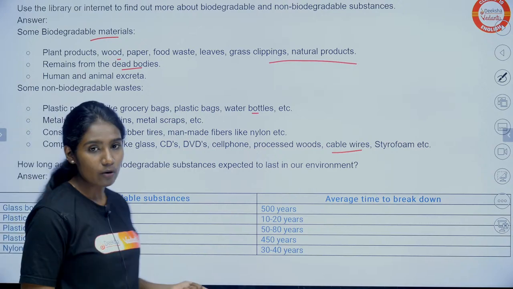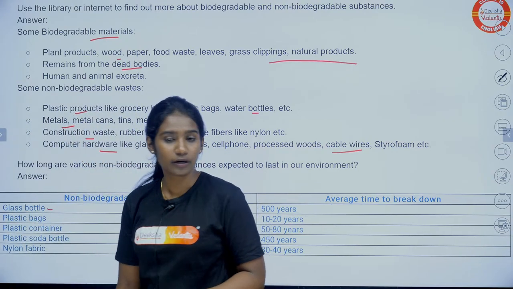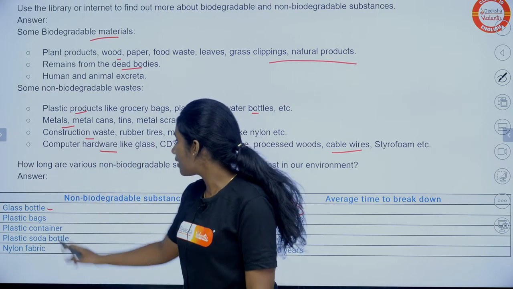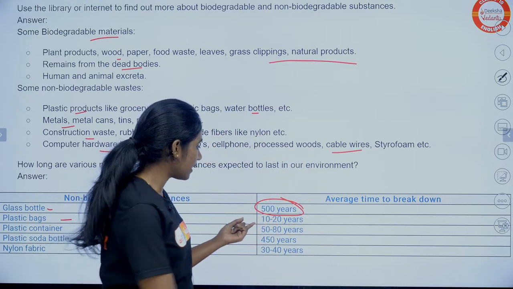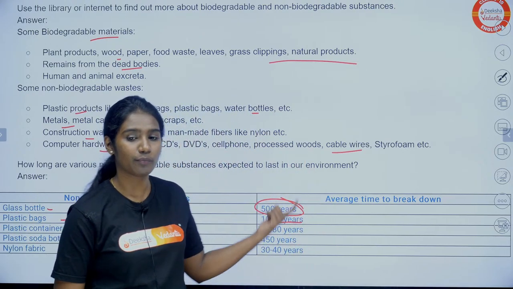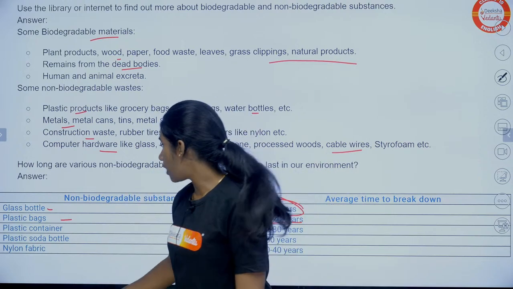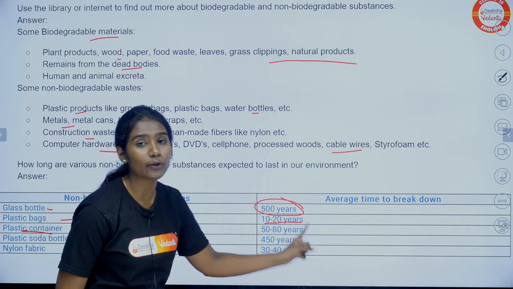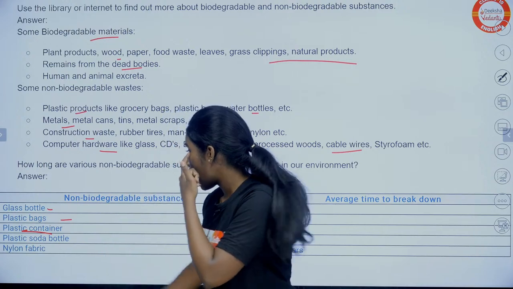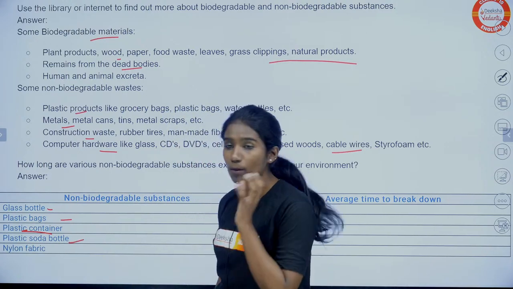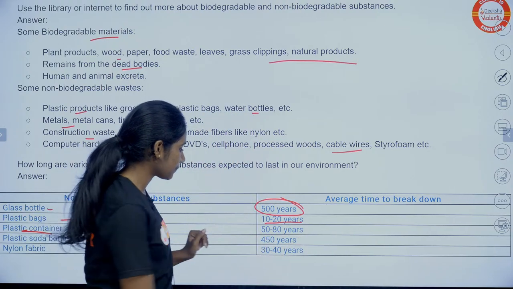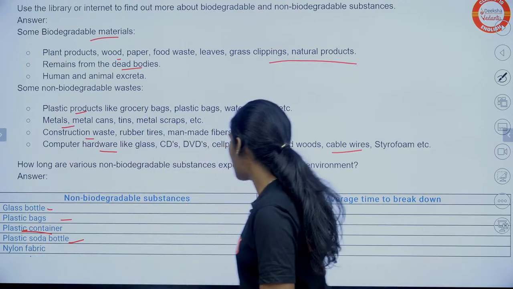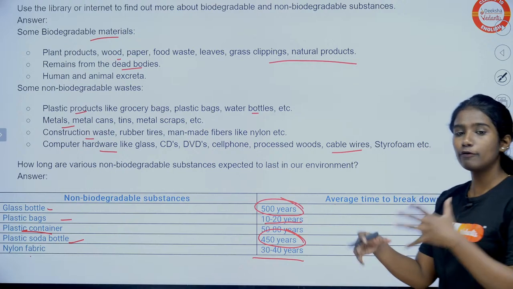Let's talk about glass bottle. Glass bottle takes 500 years to break down. And plastic bags. Plastic bag also, it takes 10 to 20 years to get degraded. Along with that, there are plastic containers which take 50 to 80 years to break down. And also plastic soda bottles. The soda bottles also take 450 years to break down. And then there is nylon fabric which takes 30 to 40 years to break.